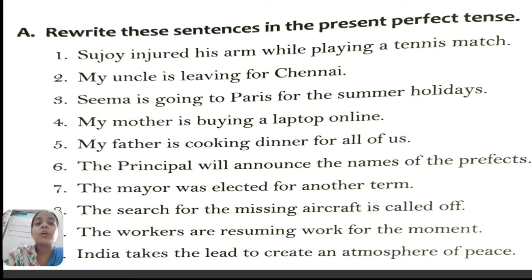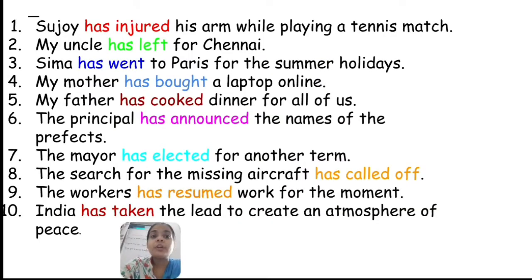The search for the missing aircraft is called off. The workers are resuming work for the moment. India takes the lead to create an atmosphere of peace. So there are 10 questions and I hope you have already answered in your copy. Now let's check your answers. Sujoy has injured his arm while playing a tennis match.